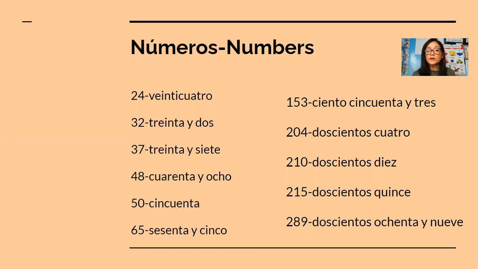So let's look. For 24, repite, 24. Muy bien. Remember, 24 is connected with an I. Numbers 16 to 29 are connected with the letter I in between the number, and it's one word. 32. Numbers from 31 to 99 are connected with the Y. Two numbers, 32. 37. 48. And then we have 50.